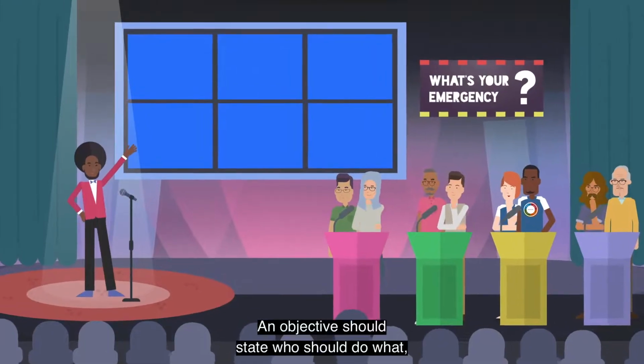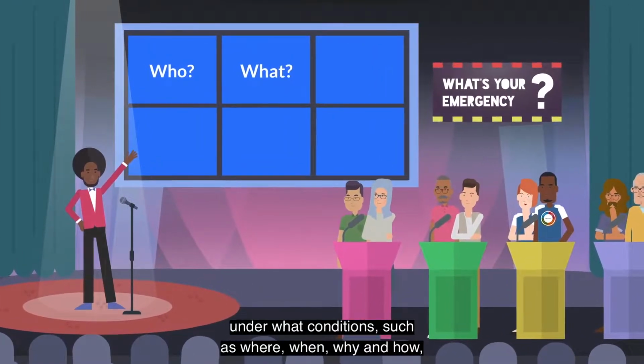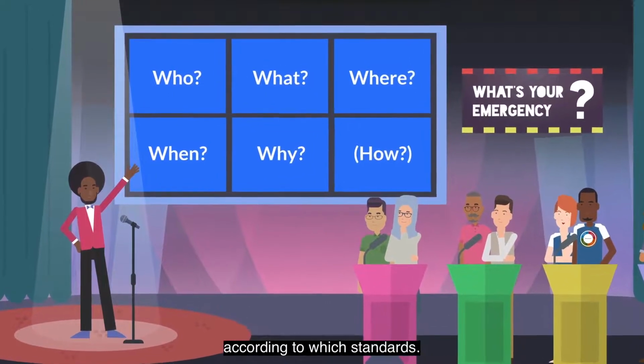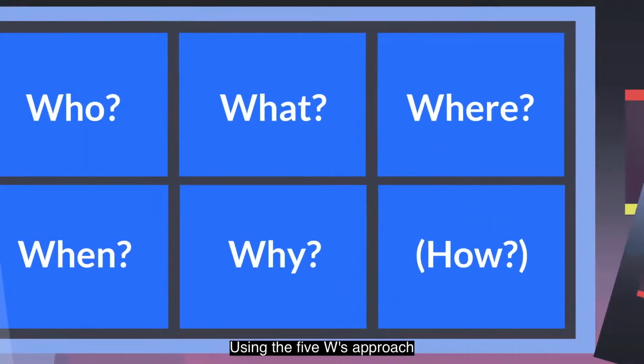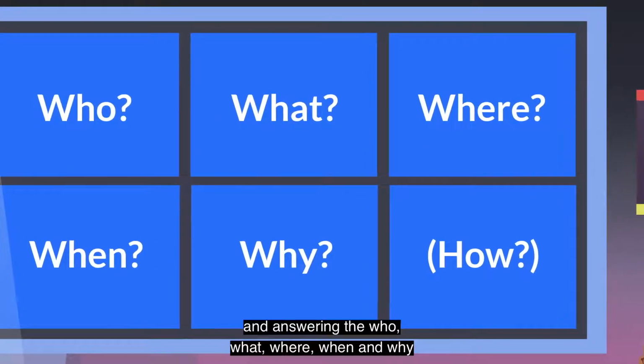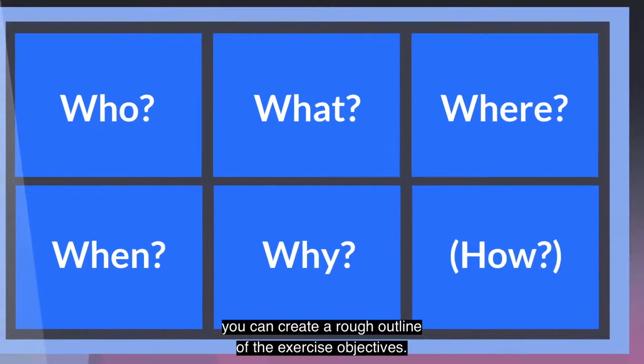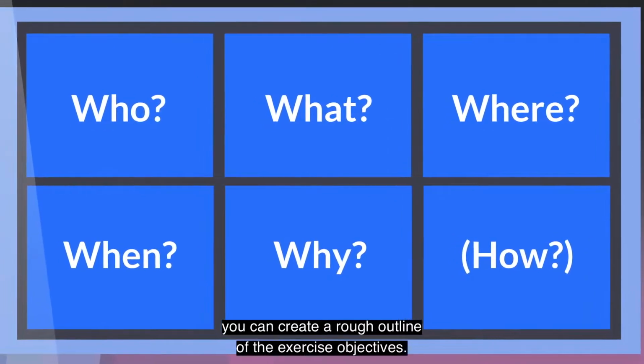An objective should state who should do what, under what conditions, such as where, when, why, and how, according to which standards. Using the 5 W's approach and answering the who, what, where, when, and why of the exercise, you can create a rough outline of the exercise objectives.